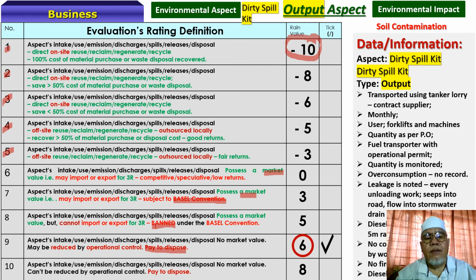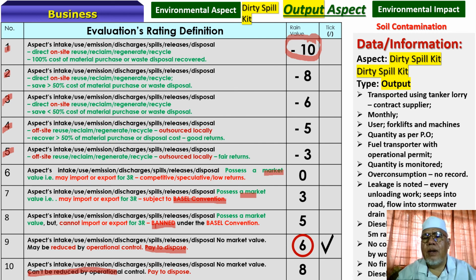So I got 6 here for this one, and this one has got no market value. Can't be reduced by operational control. No, for spill kit, in this case, we can reduce it via operational control. How? The transfer of diesel activity has an operational control, SOP, that can be upgraded, that can be improved. So for me, 8, no 6. Okay, you may have a different opinion. You're welcome. All right, please comment below.